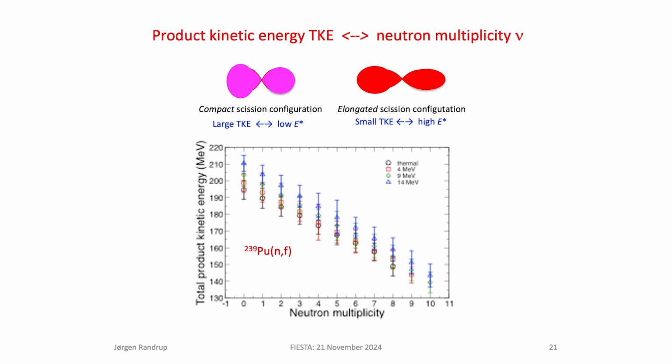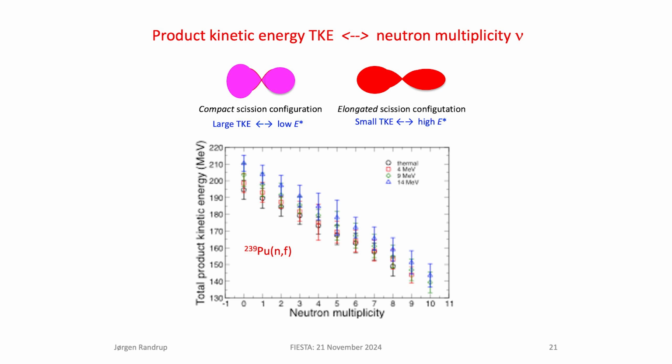Now, there's one more thing I want to say. This was also mentioned. There is an inverse relation between the kinetic energy of the fragments and the number of neutrons you get out. This is because you have only a certain amount of energy available. So if some of it goes into kinetic energy, you don't have that for statistical energy, and then you don't get so many neutrons. Here's again a calculation. This is illustrated here. A compact fission configuration gives high TKE, low excitation, therefore low multiplicity, and vice versa for the elongated.